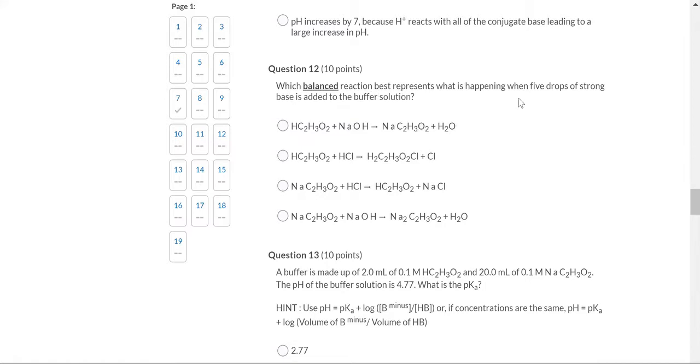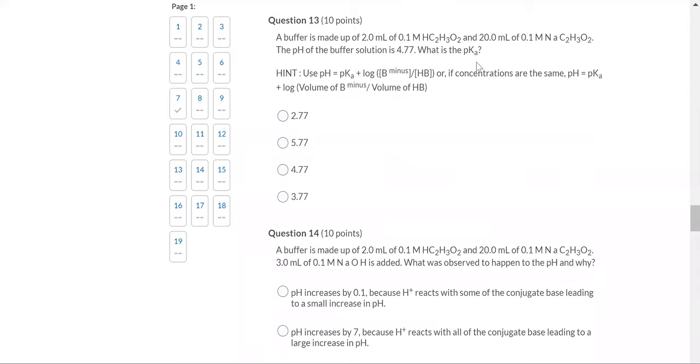What's the reaction when you have 5 drops of strong base added to the buffer? That is going to be the one with OH plus your weak acid. So it's going to be this weak acid plus your OH, and you're going to make some conjugate base right here and water. So this is when you put strong base into your buffer. And then they ask you the question here.